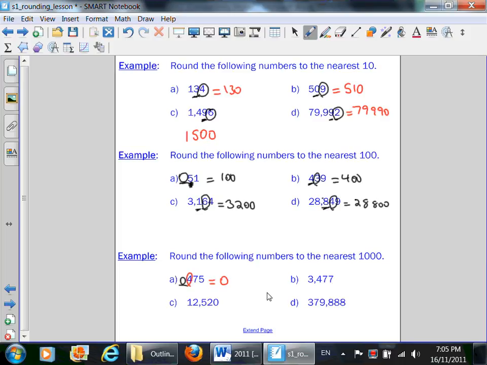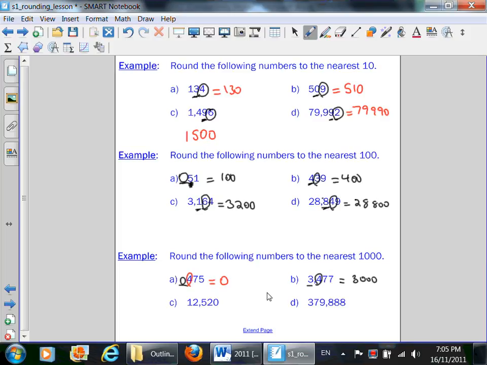The next example is 3,477. The number in the thousand spot is the 3. So the 4 tells us how to round, and we're going to round down. So it's going to be 3,000.